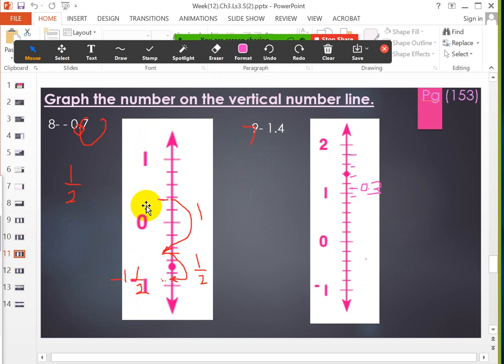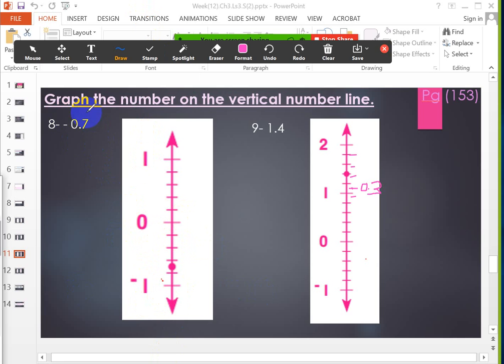Okay, I will erase only this side. So number 8, negative 0.7, and I want to locate this number on the number line. Okay, yes, Lena, could you please tell me this number will be up or down on the vertical number line? It's negative, so it will be down between 0 and negative 1, very good. Thank you so much, Lena. It will be between 0 and negative 1.